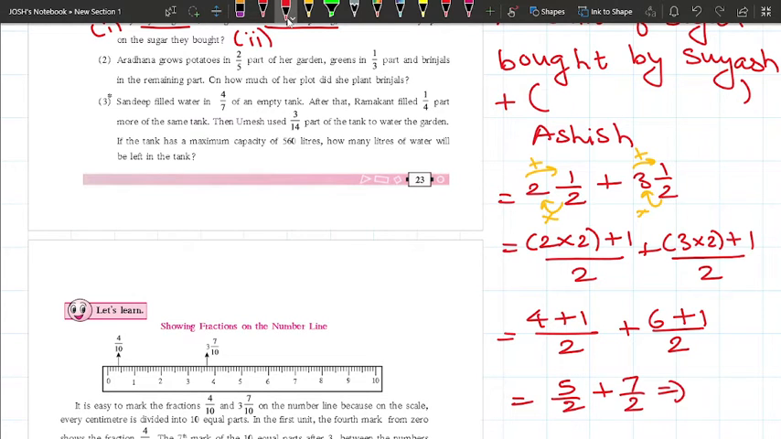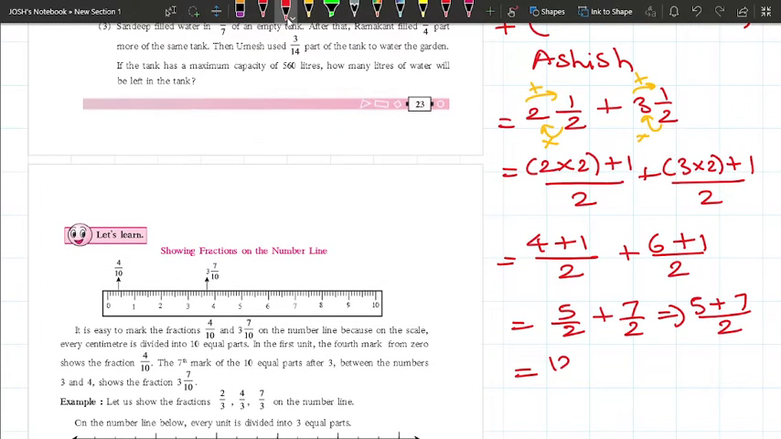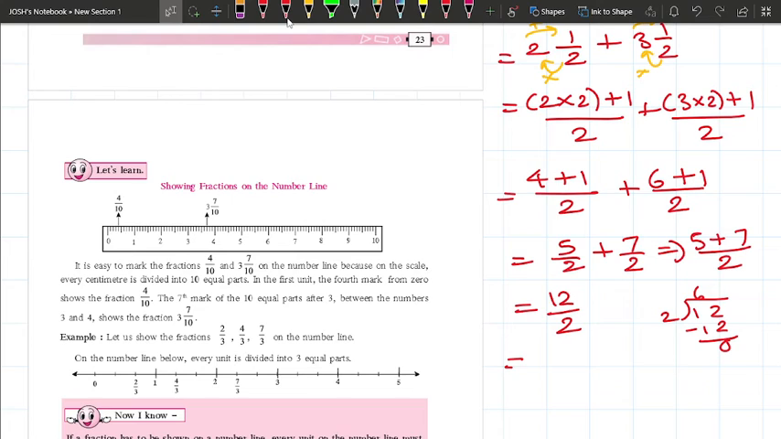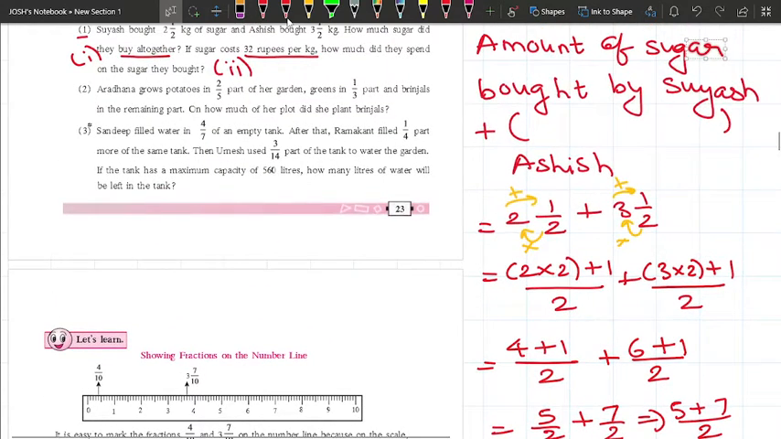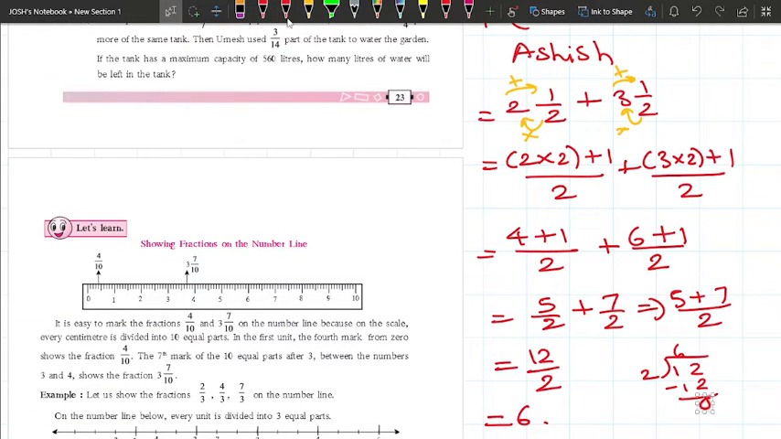So you have 12 by 2. Now when you do 12 by 2, you divide 12 by 2, you get 6, right? So your answer is 6. Part 2 says that if per kg sugar costs rupees 32, so how much will 6 kg cost?